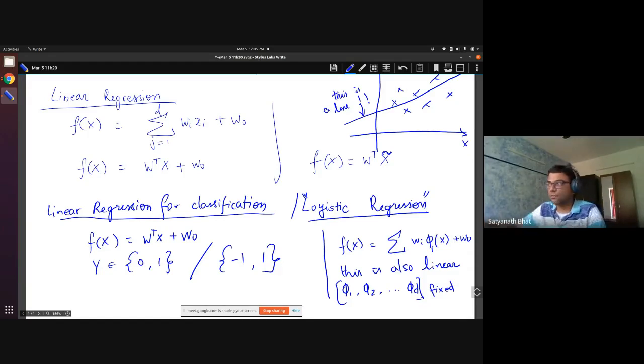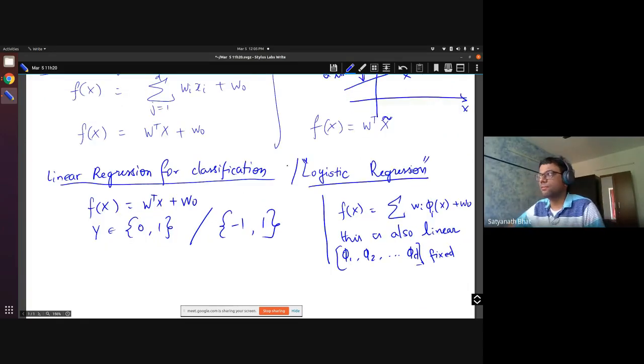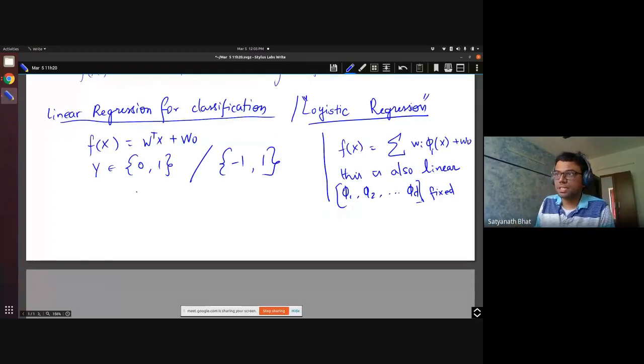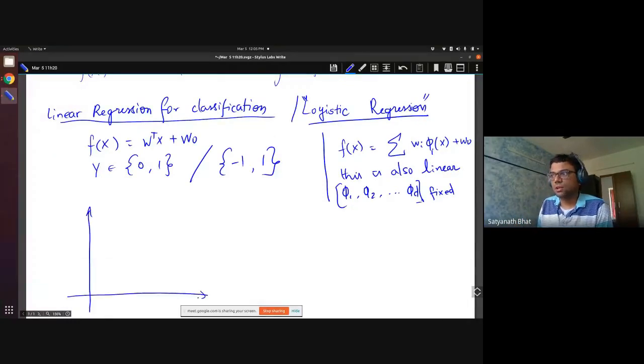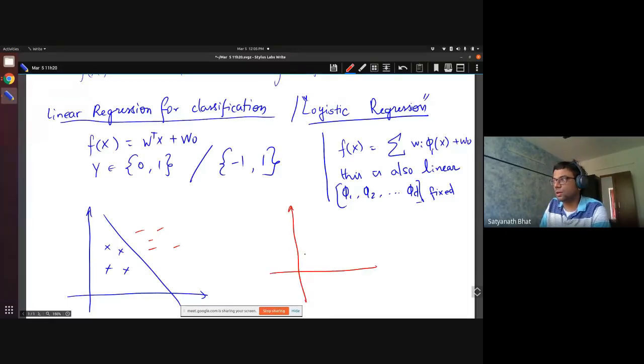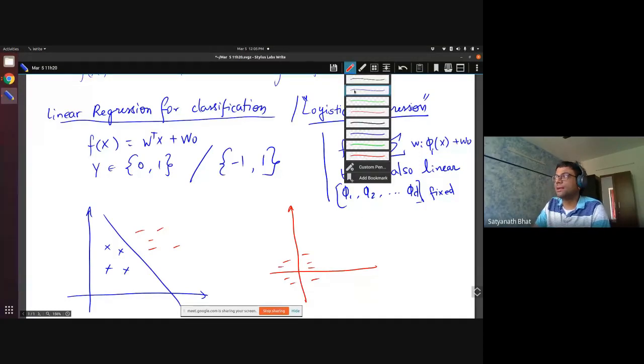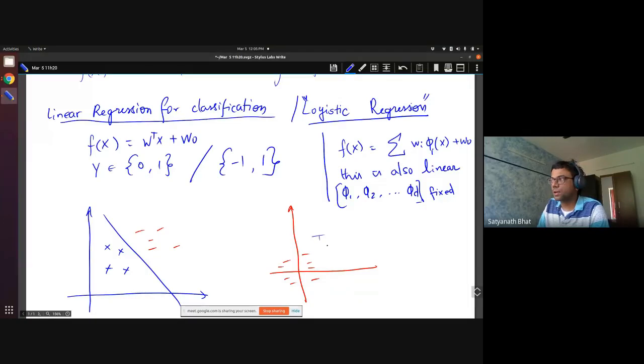I can give you an example in the perceptron. Somehow I didn't discuss this, but perceptron can separate points of this form, if there are points here and points here. There is no problem. But if the points are something like this, so your positive points, in the sense y equal to 1 points, are all here, and your y equal to 0 points are all here, right?